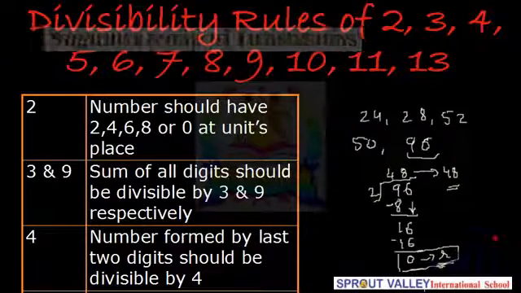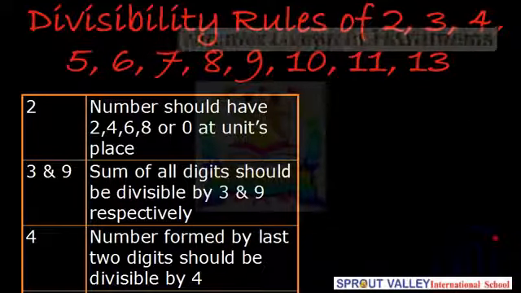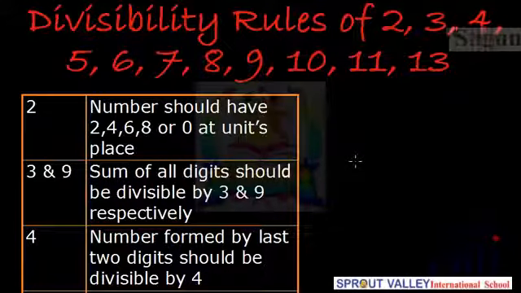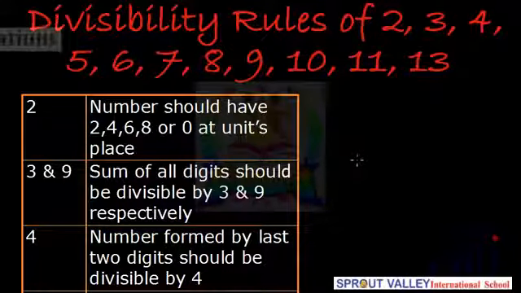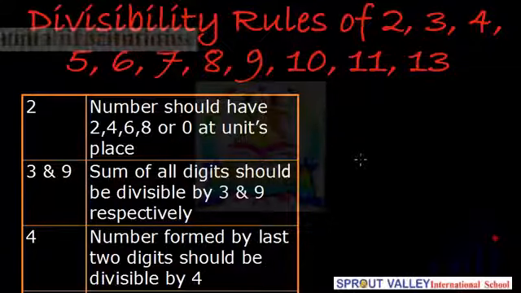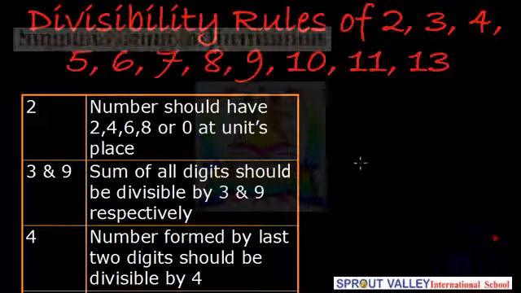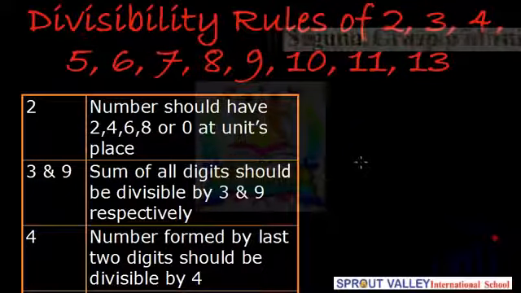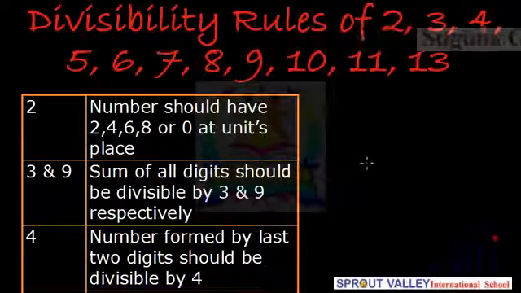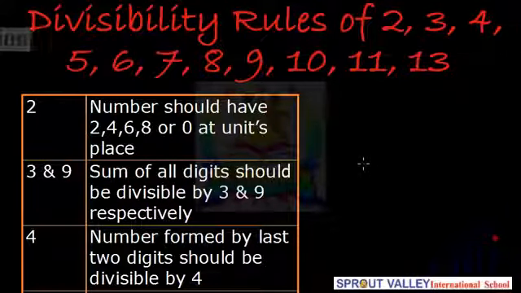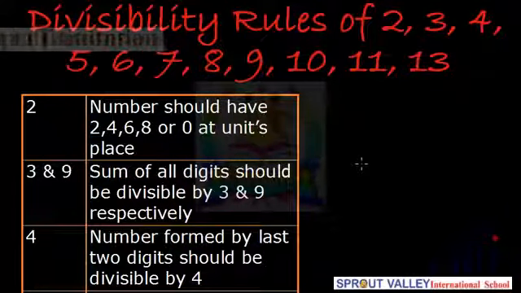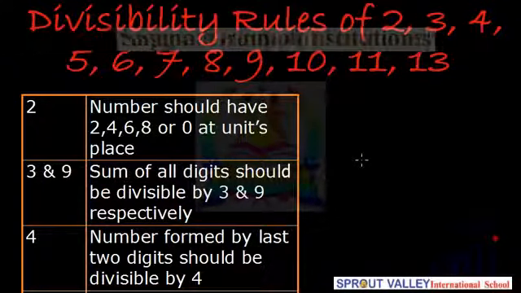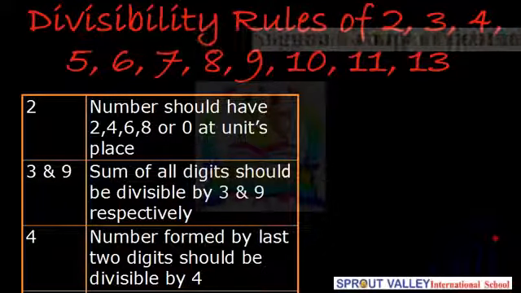Right? And then now we have divisibility rules for 3 and 9. Divisibility rule of 3 and 9 is very similar. It says sum of all the digits should be divisible by 3 and 9. This means if you are checking the divisibility for 3, the sum of the digits of the number should be divisible by 3. And if you are checking for 9, the sum of the digits should be divisible by 9. And yes, all these divisibility rules can be used recursively. What do I mean by that? I'll tell you.